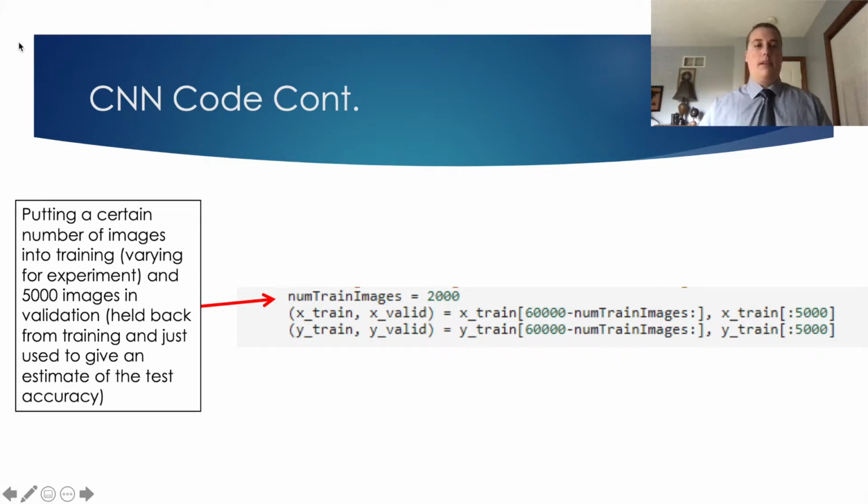So continuing on with this, I changed the number of training images, so I needed to set that to a different variable each time. In this case, it was 2,000, and I varied that for each experiment. And I had validation, which was held back from training, and it's used to give an estimate of what the test data is going to look like.